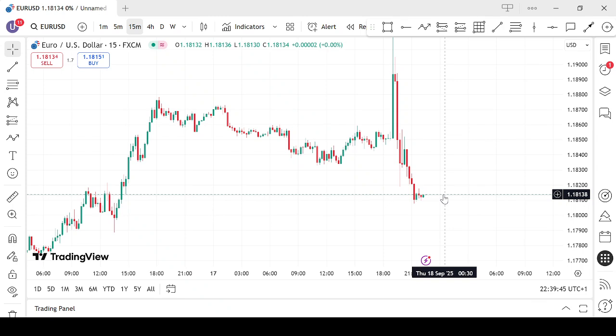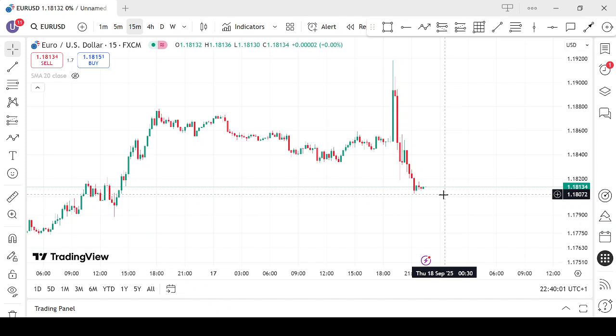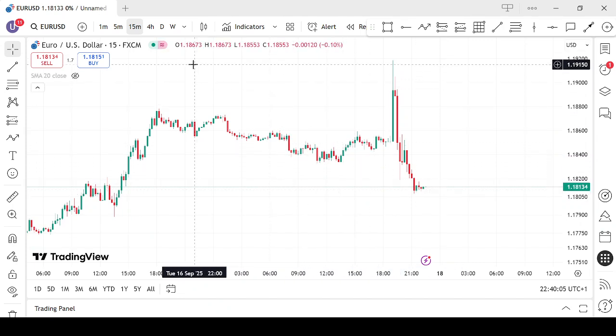Indicators are tools that help you interpret price movements. The moving average smoothens out price data over an overall trend, while the relative strength index measures the speed and magnitude of recent price changes to identify overbought and oversold conditions.